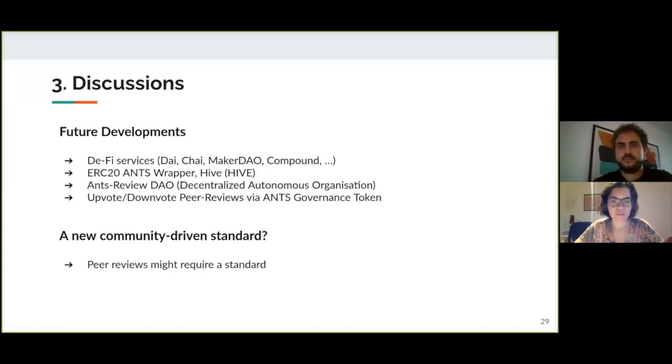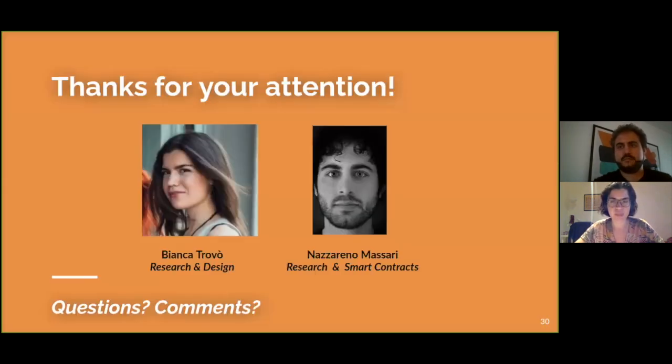Finally, if the peer review process becomes community driven, we might require a universal standard for peer reviews. And we also consider some options that have been introduced recently, for example, an AI assistant for at least the formal parts of the peer review that could be sped up. Thanks for your attention, and we are happy to receive questions and comments.